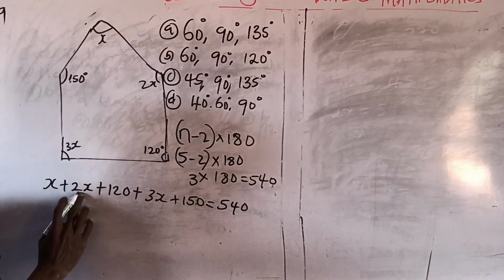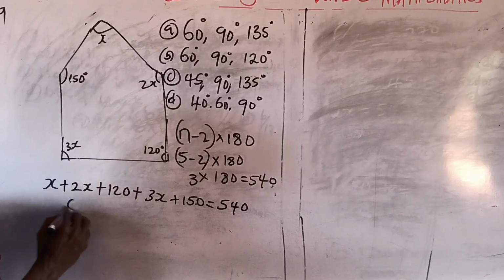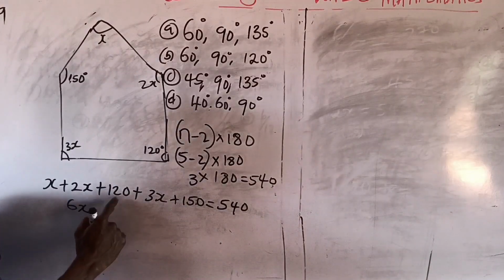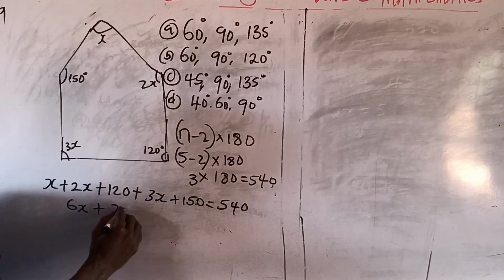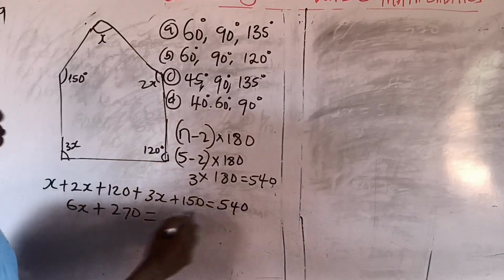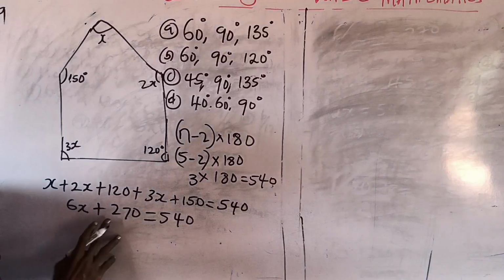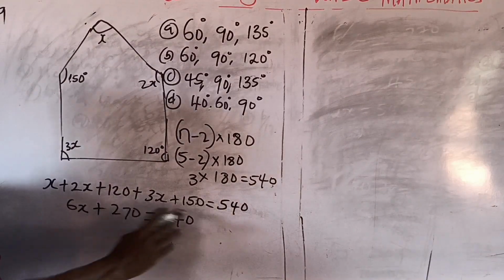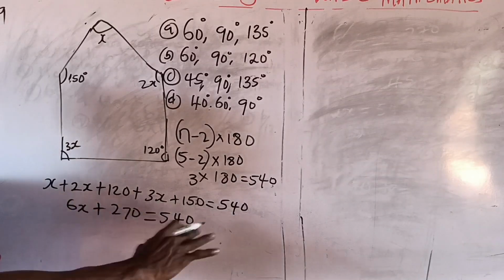We have s plus 2s is 3s, plus 3s will give us 6s. So we have 6s. 120 plus 150 is what? That is 270, equals 540. So what do we do next? We are going to take this number to meet its colleagues on the other side. Or we can subtract 270 from both sides.